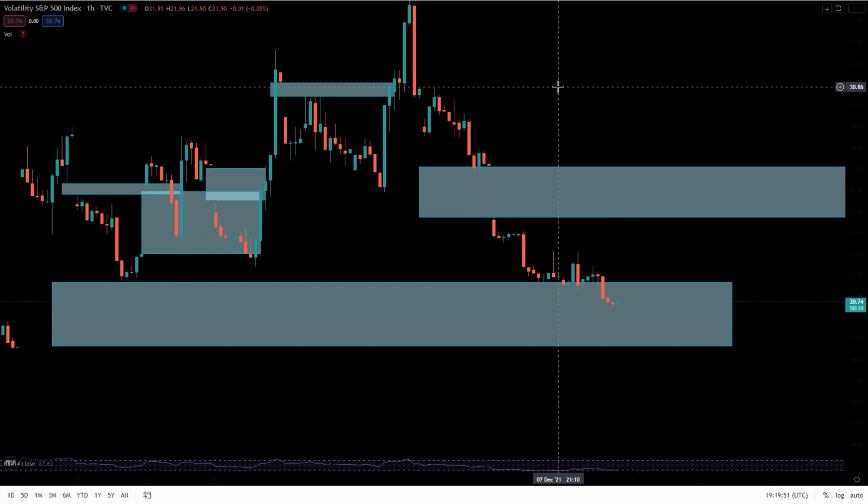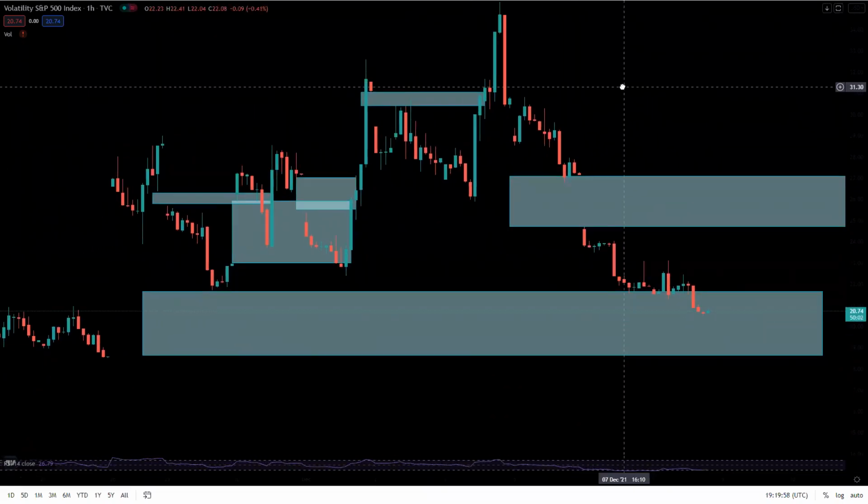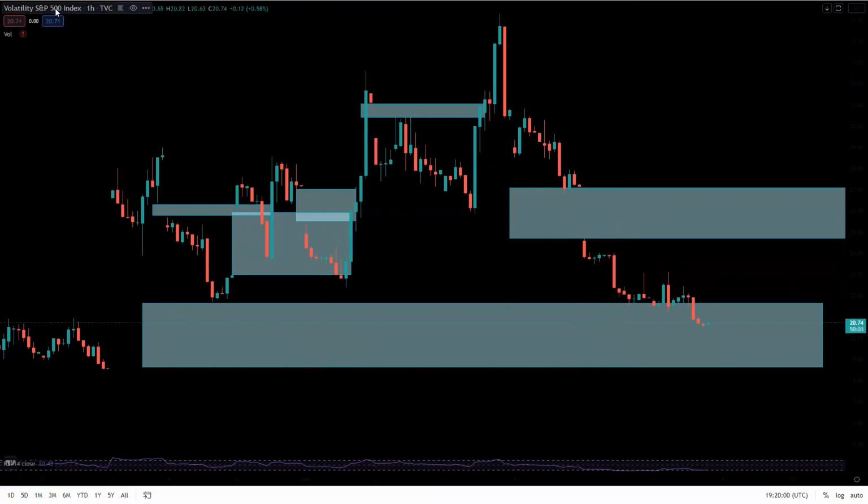We are going to be going over how to play the downside, okay? Which is my favorite thing to do, is to look at the VIX. So that's what we have pulled up right here. This is the volatility index of the S&P 500. So this is literally the polar opposite of the SPY, okay?